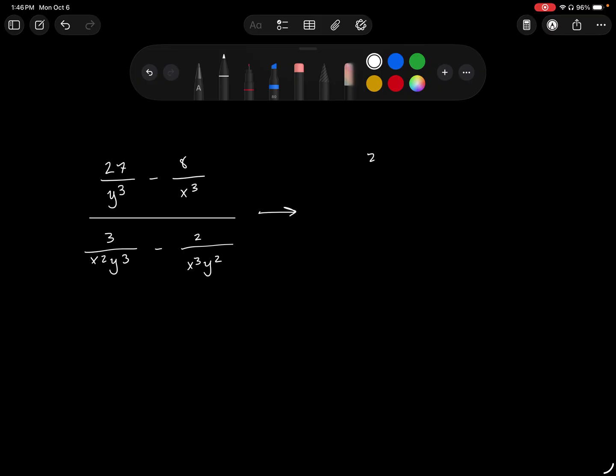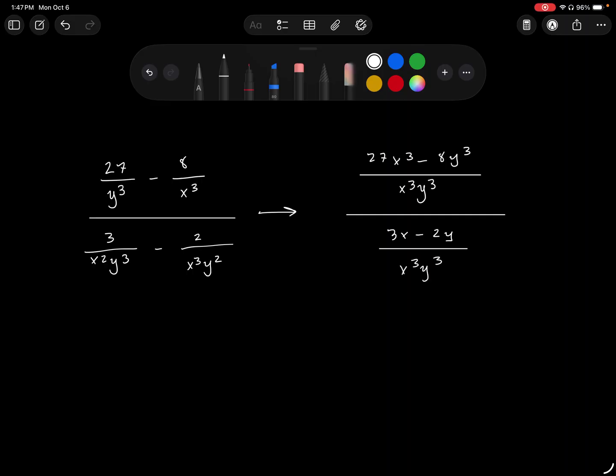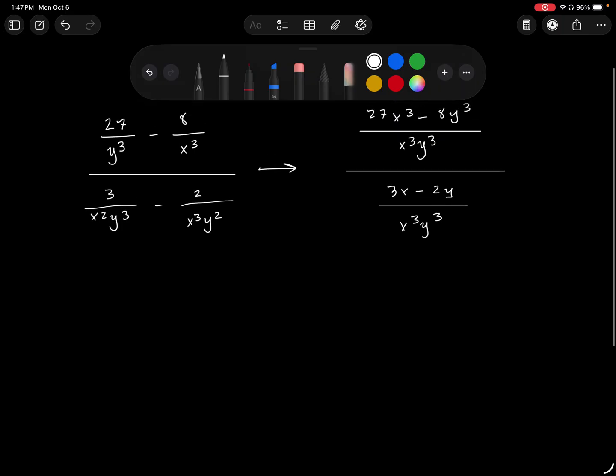as 27x cubed minus 8y cubed over x cubed, y cubed over 3x minus 2y over x cubed, y cubed, and it's cubed technically, but just talking. So that's just cross multiplication, getting the least common denominator.